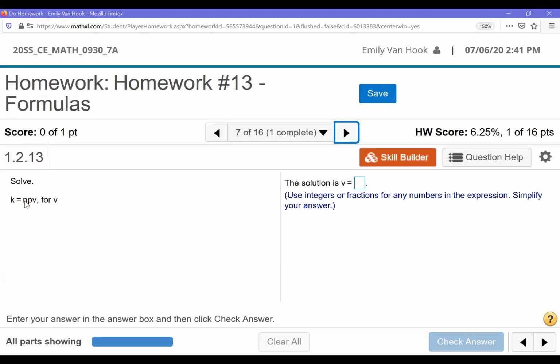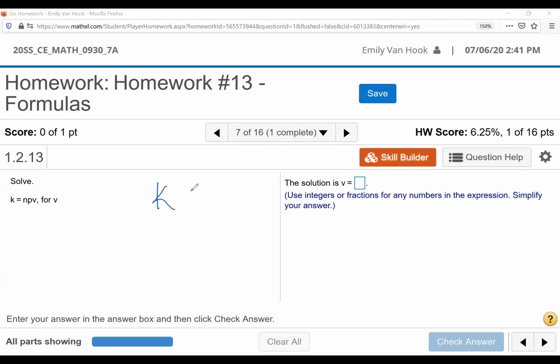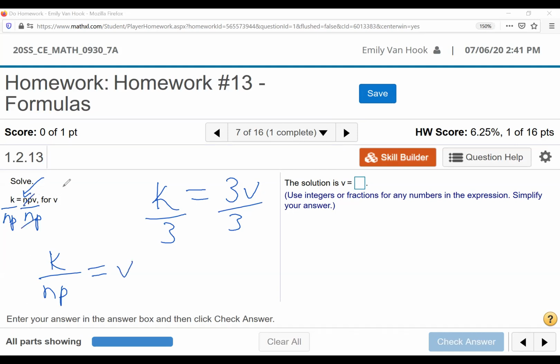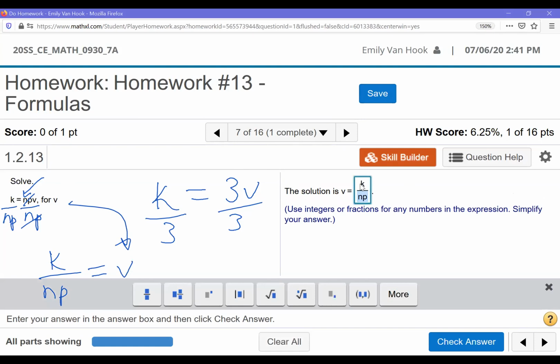Okay, so NP, those are 2 different variables, but if you multiply them together, they would just be one number. So if you picture it as, let's say it was K equals 3V, you would just divide both sides by 3. Instead of 3, it's NP. So we can divide by NP on both sides. So my answer would be K over NP. So just divide by both of them at the same time. So again, the NP's cancel out, V is by itself, and then you're left with K over NP. So V equals K over NP, and I'm leaving them all lowercase.